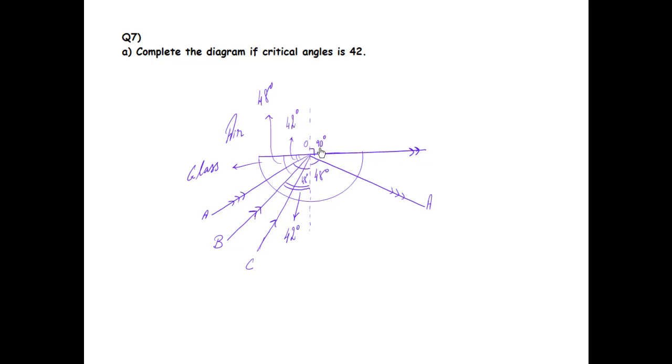So ray B is undergoing critical phenomenon, and ray C is making a much smaller angle of incidence as compared to 42 degrees, and therefore ray C will undergo regular refraction of light, and since light is moving from denser medium, that is glass, to rarer medium, that is air, it will bend away from the normal. So this angle will definitely be more than the angle of incidence for ray C.